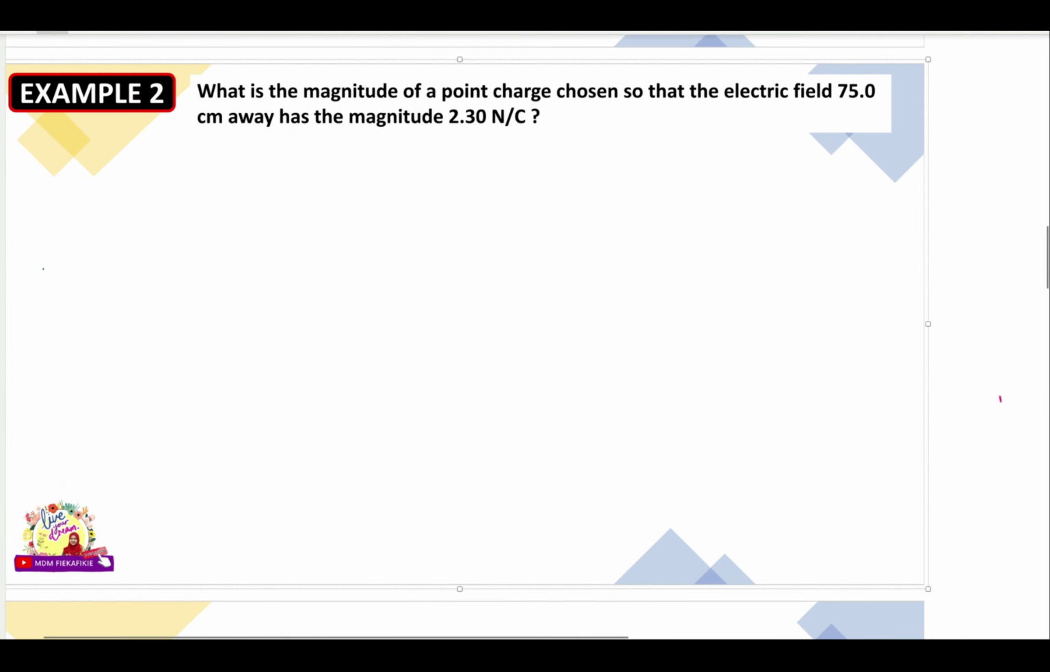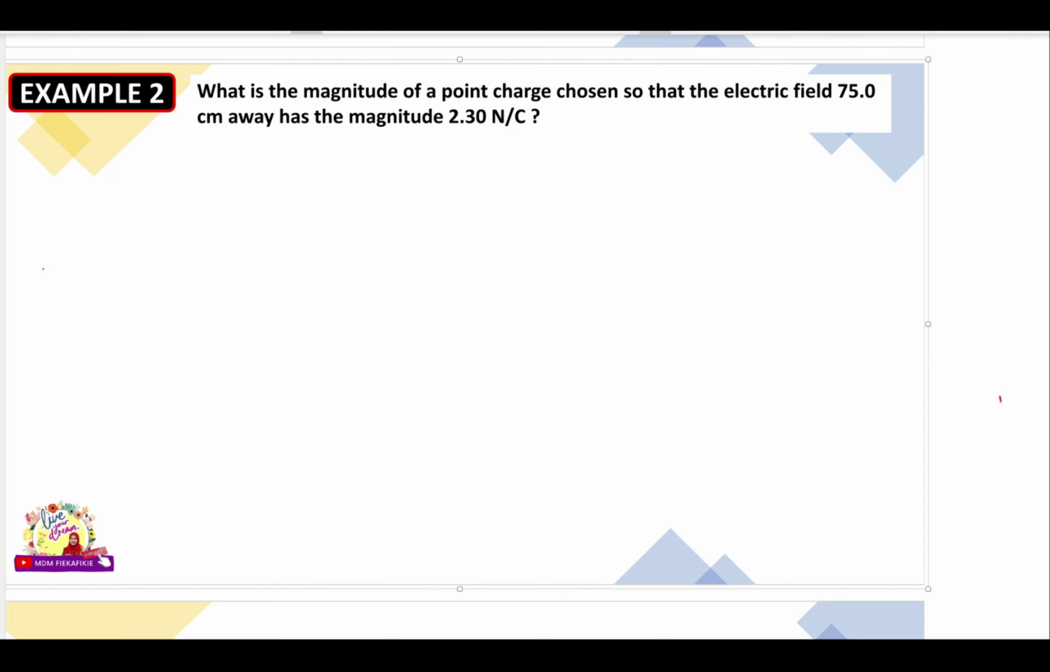What is the magnitude of a point charge chosen so that the electric field 75 cm away has the magnitude of 2.3 Newton per coulomb? Okay, so means that kat sini kita dapat nilai electric field. Tapi soalan minta kita kira the point charge.